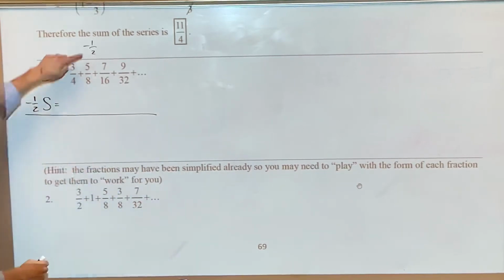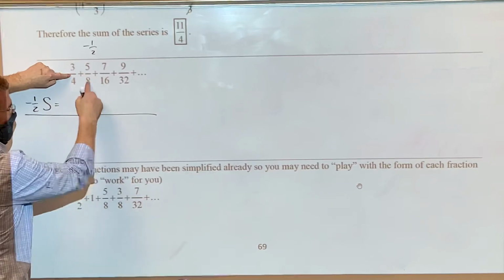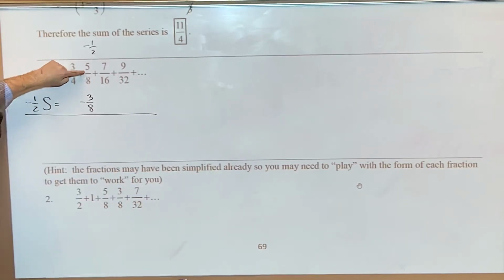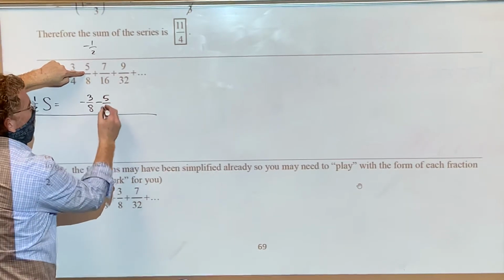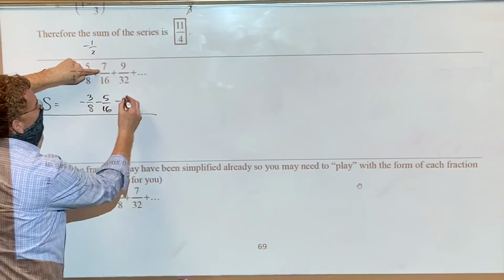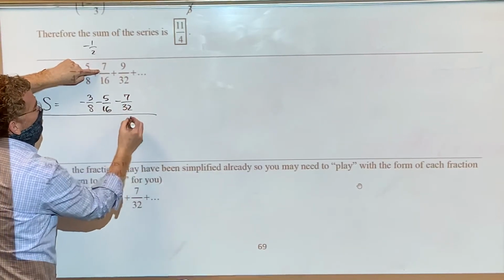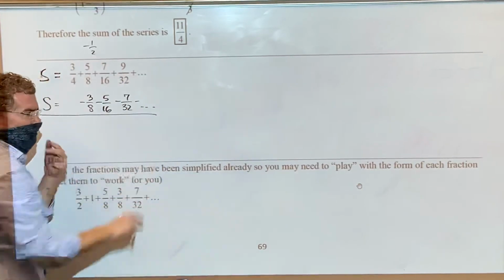What's -1/2 times 3/4? And where do I put that? Slide it over so that the denominators match. What's 5/8 times -1/2? -5/16. I write that down. What's 7/16 times -1/2? -7/32. And you can keep doing this because they both go forever.